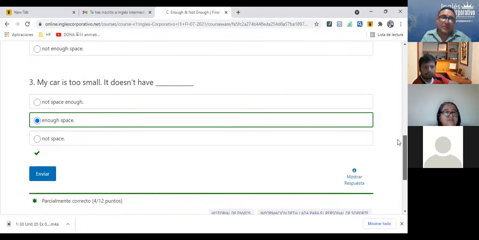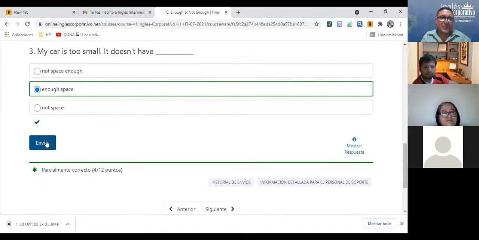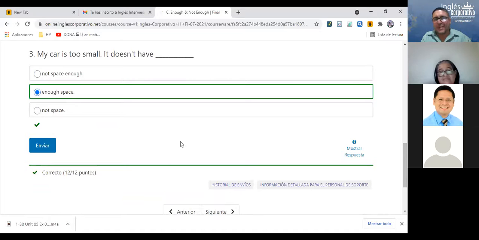My car is too small. That one is good. So send it. And then you get 12 out of 12.